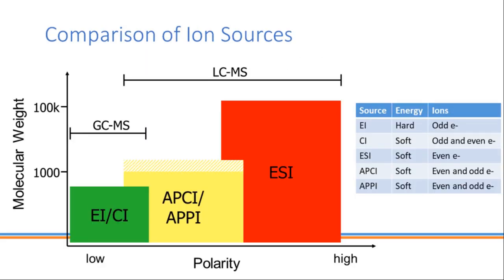I know that's a lot to chew off. You could easily have 30 minutes on each one of these and go into a lot more details, but I meant here to just give you a quick overview. So this is my summary slide, just breaking down the different sizes of molecules and polarities of molecules that you might expect to address with the different ion sources. And just a reminder there on the right of what type of ionization you have and what kind of ions are formed.